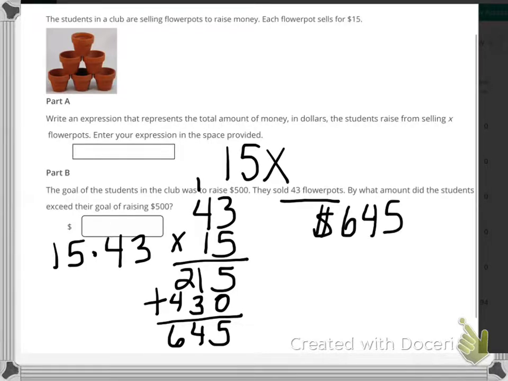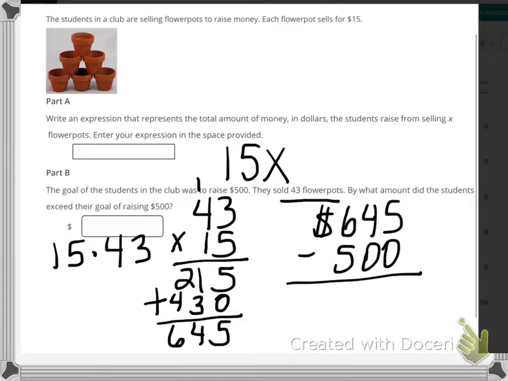So we need to go back and make sure that we're answering the question that was asked. The question says, by what amount did the students exceed their goal of raising $500? So our answer is not $645. We need to know by how much more they exceeded their goal of $500. So we must subtract their goal of $500 from the total amount that they raised.